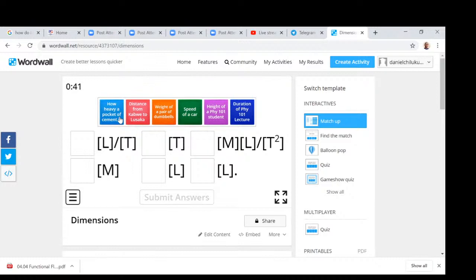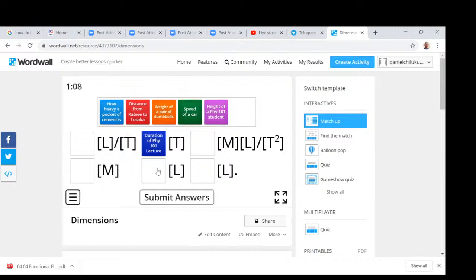Of course, it will not be how heavy a packet of cement is. It cannot be a distance. It cannot be a weight and so on. So you know that the duration of the physics lecture is the only thing we have with the dimensions of time. Are we together? This is a time, so it means that the dimensions will be those of time. Let us go to the other one that is simplest.